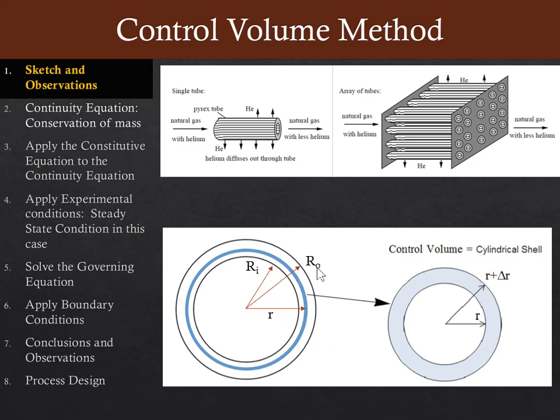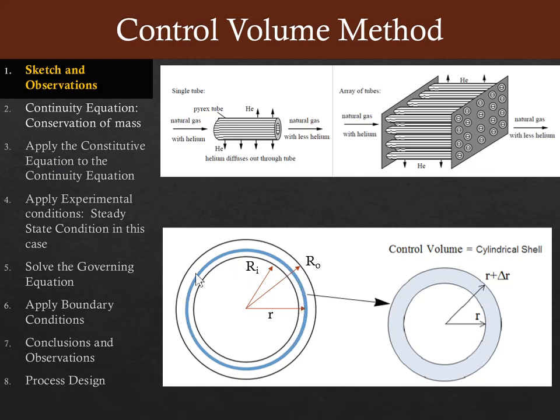And so our inner and our outer will be our boundary conditions. And so at this surface, we'll have a concentration C_I that's fixed, and on the outer surface, we'll have a concentration C_O that is fixed. So those will come back as our boundary conditions.